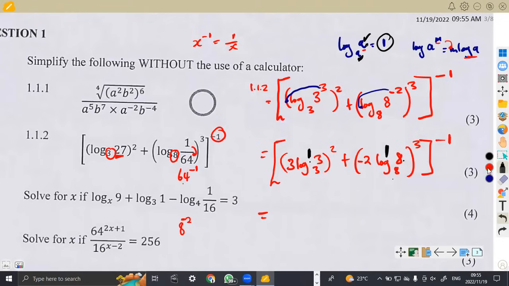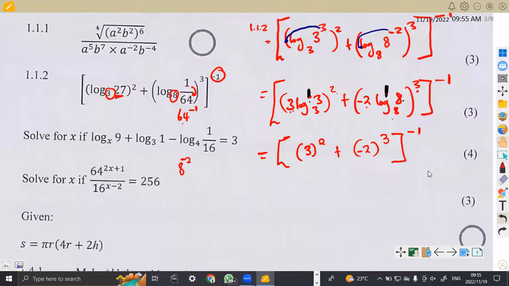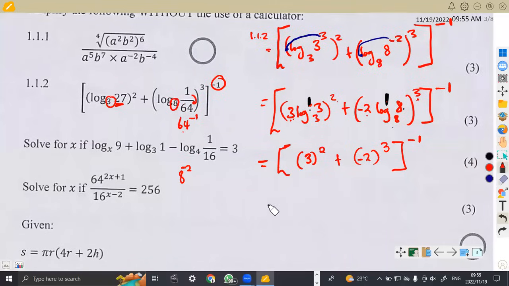So what are we going to have at the end? I want you to see this part. We are going to remain with something like this. This is 3 times 1 because this is now a 1. So 3 times 1, that is 3 to the exponent of 2, plus negative 2 times 1, which is negative 2 to the exponent of 3, this 3 that we see here, everything to the exponent of negative 1. Okay, so let's see what we're going to have at the end. If we are to simplify, we are going to obtain 3 to the exponent of 2, that's 3 times 3, which is 9, plus negative 2 to the exponent of 3.